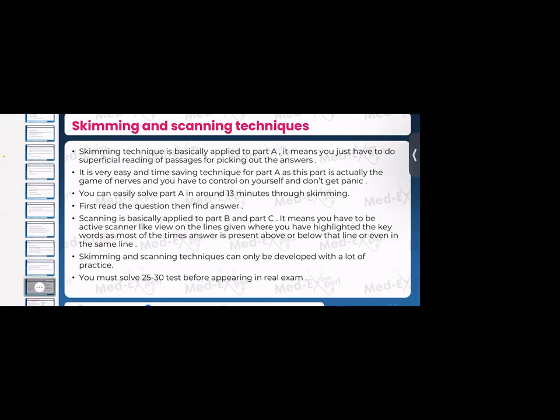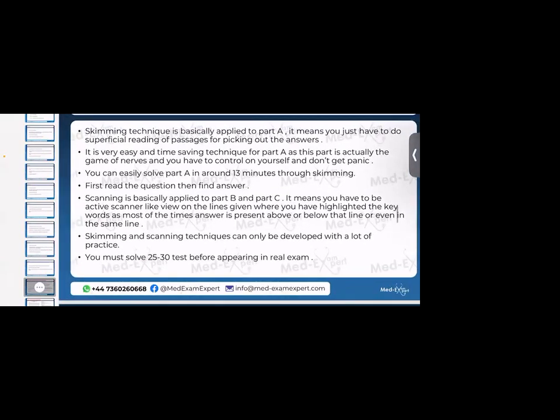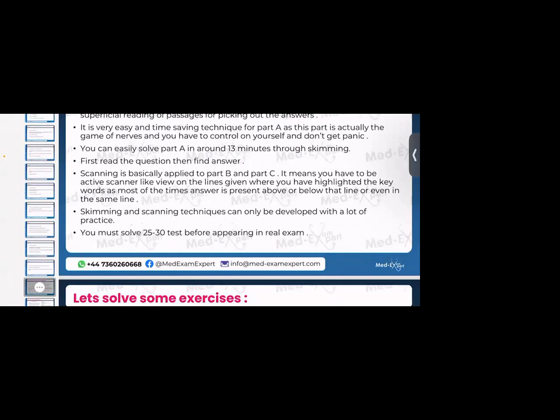Skimming and scanning techniques can only be developed with a lot of practice. And to be very honest, to be very practical, I am going to tell you, you must solve 25 to 30 tests before appearing in the real exam. Please mark my words, note it in writing, do whatever you want. Make a screenshot. You must solve 25 to 30 tests before appearing in the real exam if you really want to ace the OET exam.